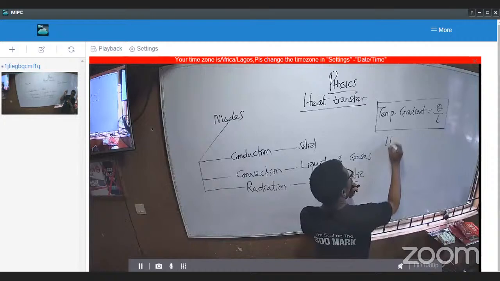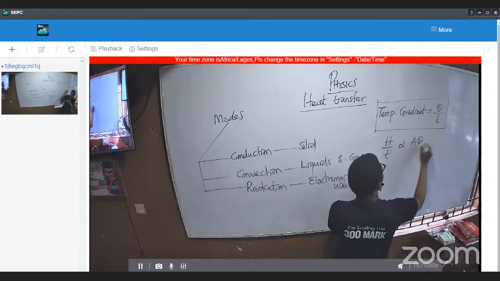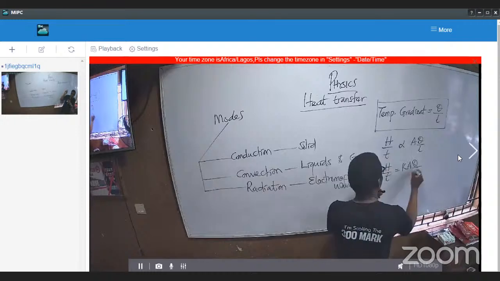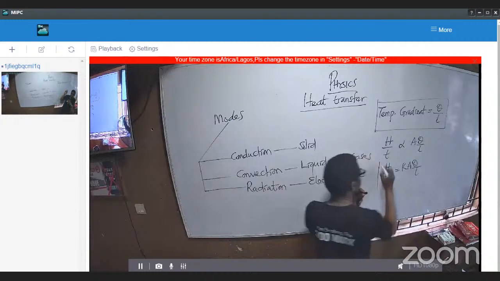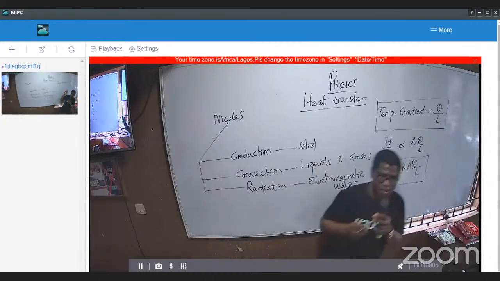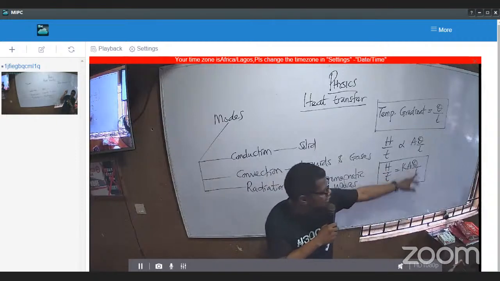So we have H over T proportional to A theta over L. Then H over T equals K A theta over L. That's the rate of heat transfer. All these are what you have been taught before.